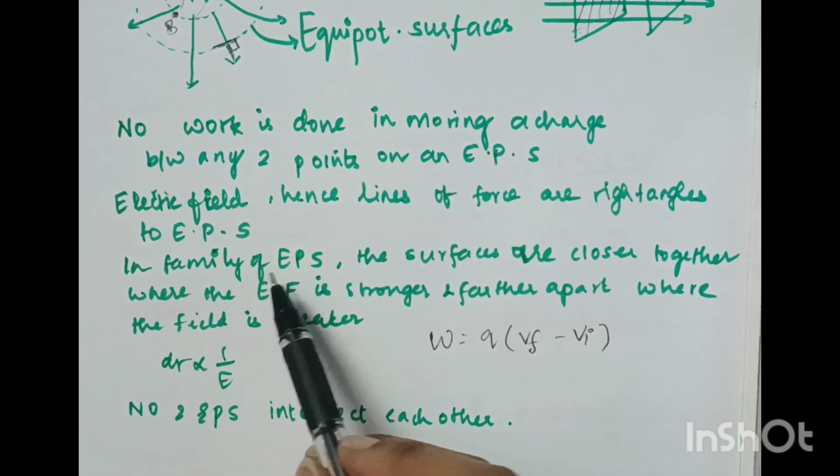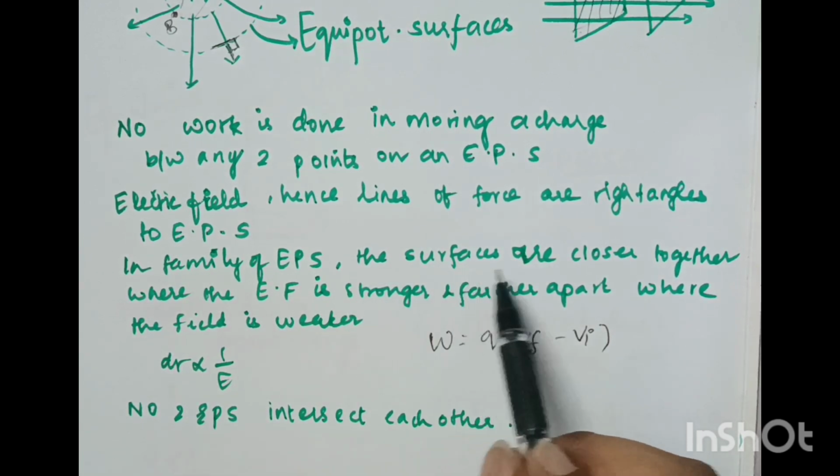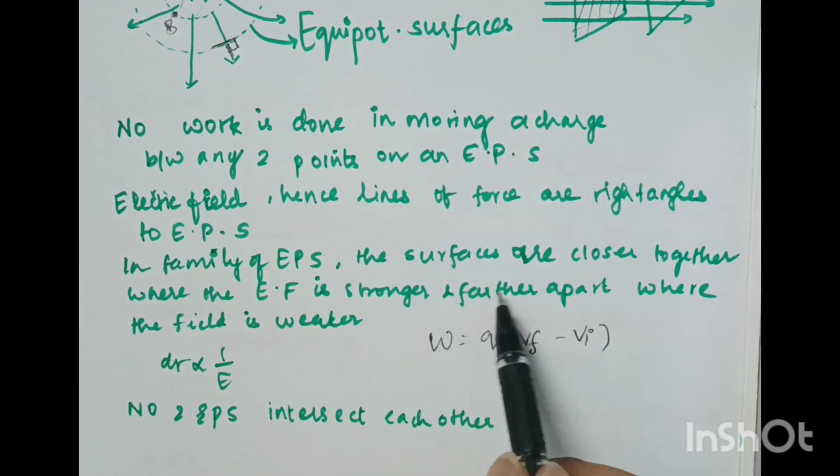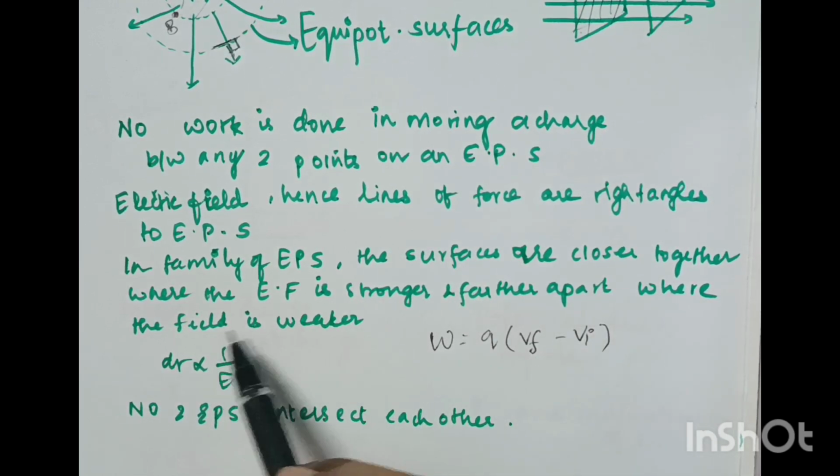In a family of equipotential surfaces, the surfaces are closer to each other where the electric field is stronger, and farther apart where the electric field is weaker.